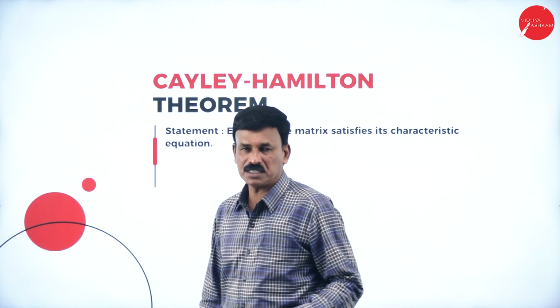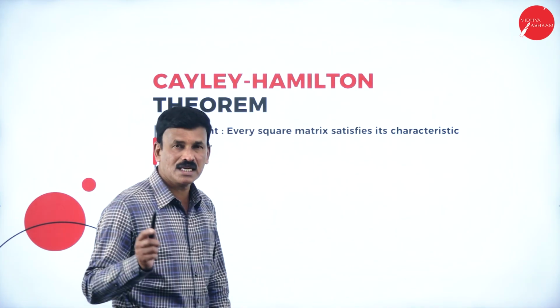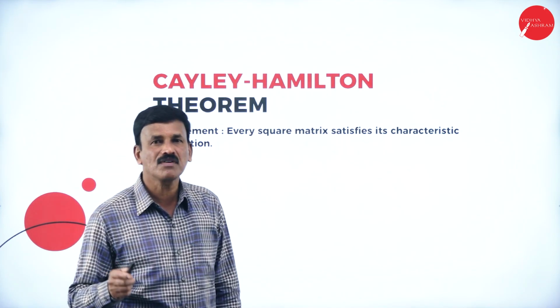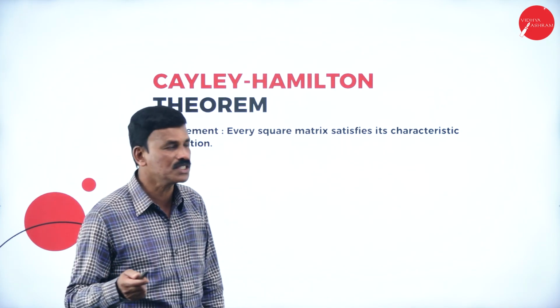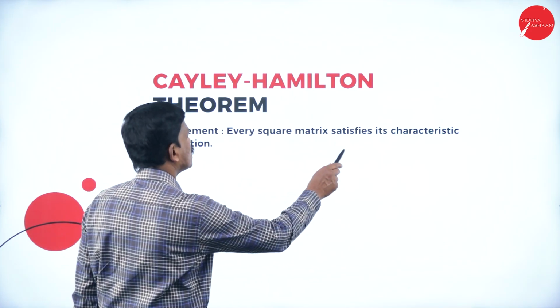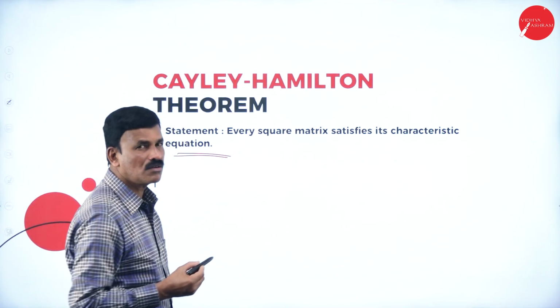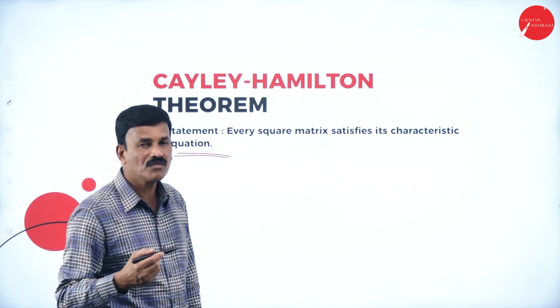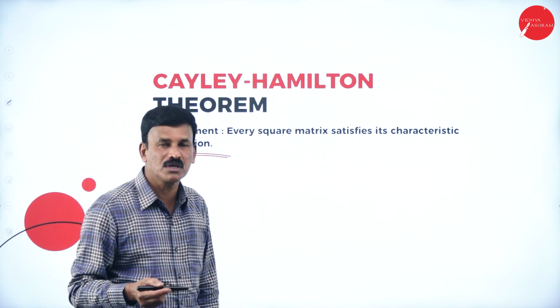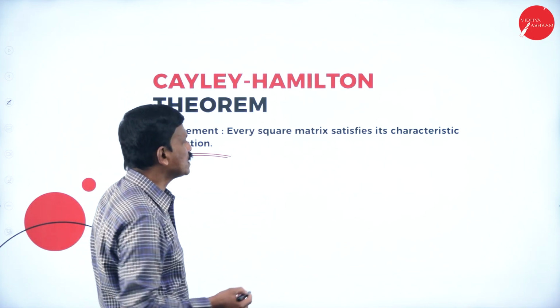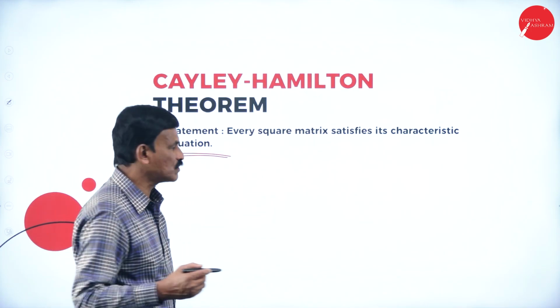What is the statement? The statement for Cayley-Hamilton theorem is every square matrix A will satisfy its characteristics equation. That is, every square matrix satisfies its characteristics equation is called the Cayley-Hamilton theorem. Very important statement. They may ask for 2 marks. Define Cayley-Hamilton theorem. The answer is every square matrix satisfies its characteristics equation.